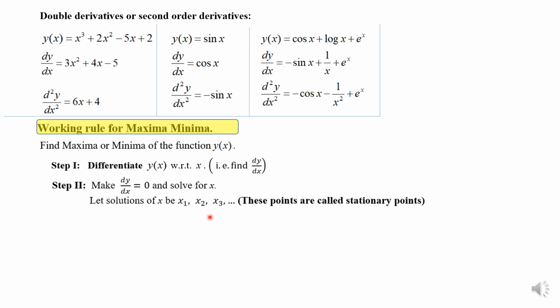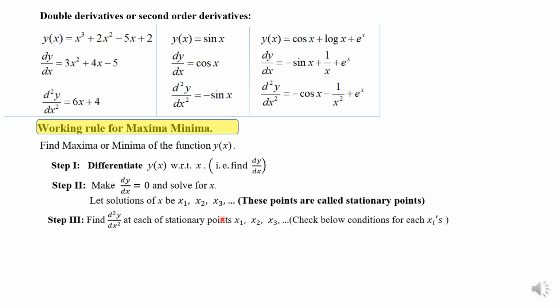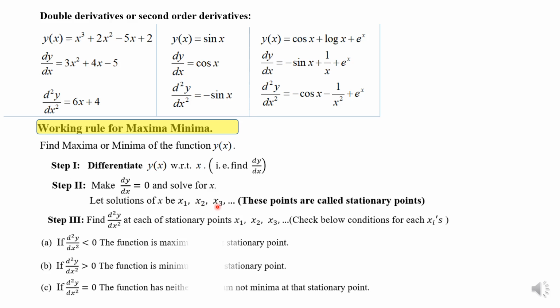Suppose that x1, x2, x3 are the solutions. These points are called stationary points. They have a specific name, they are called stationary points. You may get 1, 2, 3 or maybe more than that, or maybe only 1 point, but let it be general. Now step 3: find the second order derivative at each point. You know how to find the second order derivative. Find the second order derivative at x1, x2, x3 separately. Then check the following conditions.